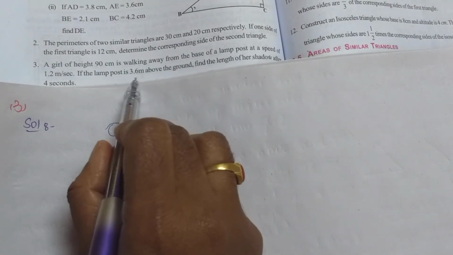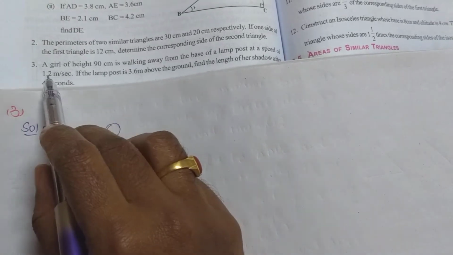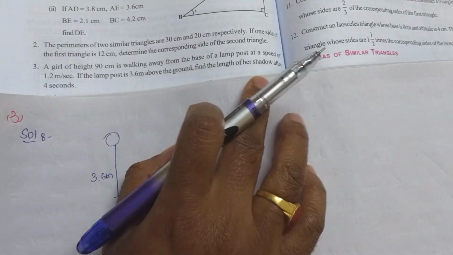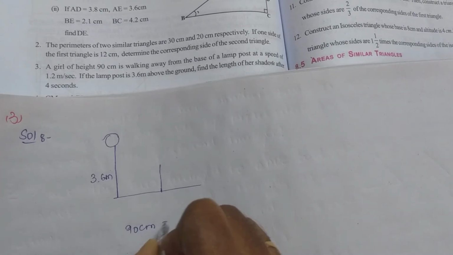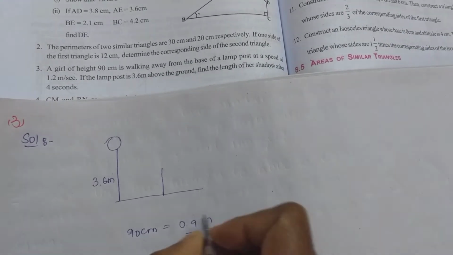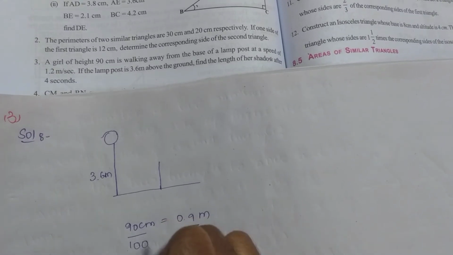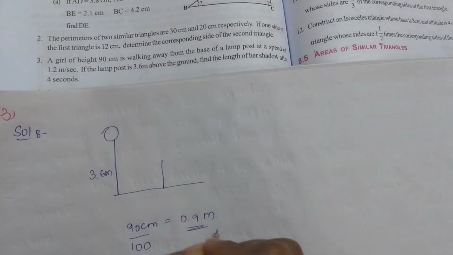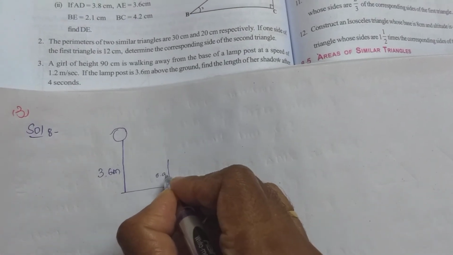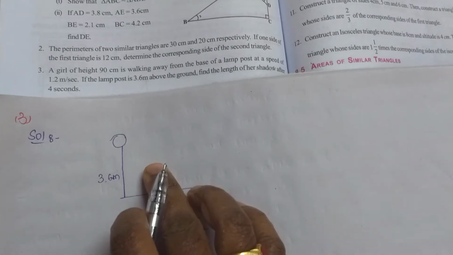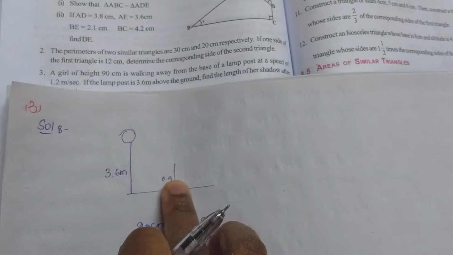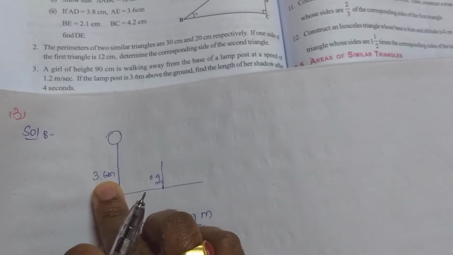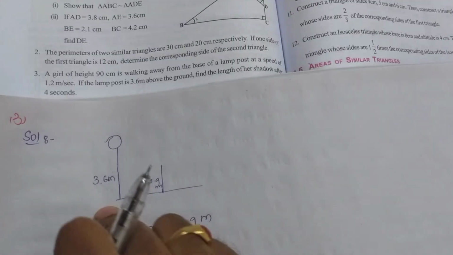90 centimeters. When you see here in the question, every value is in terms of meters, correct? So every value is in terms of meters and this is in terms of centimeters. So 90 centimeters, how can you write it? 90 centimeters is nothing but 0.9 meters, because when you divide 90 centimeters by 100 you will get the value in terms of meters. So they have given the height of the girl as 0.9 meters, and the height of the lamp post as 3.6 meters above the ground.